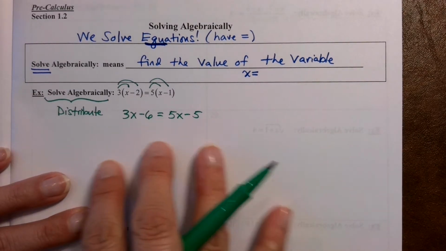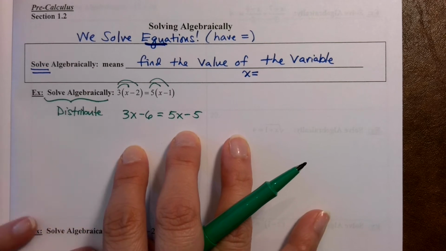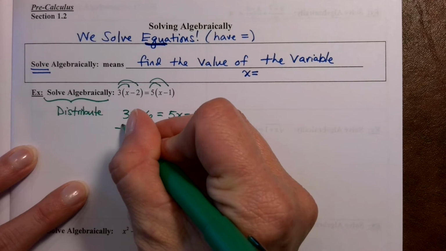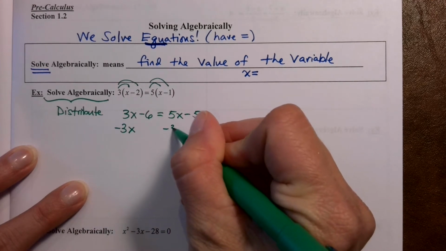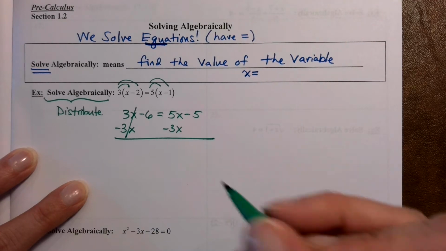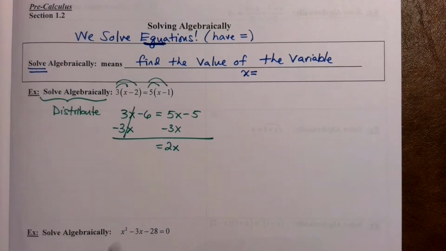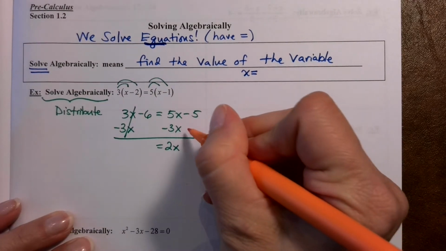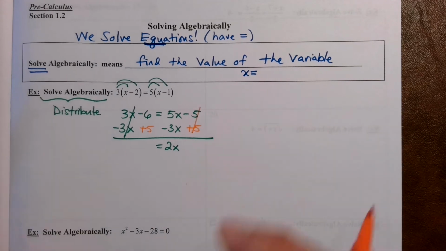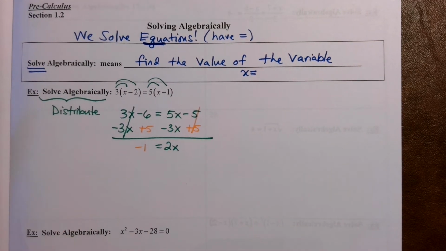Now I'm noticing that there's x's on both sides of the equal sign. We have to get them together on one side. So I'm going to subtract 3x from both sides. That eliminates the x's on the left, leaving me with 2x on the right. Then I'm going to add 5 to both sides, which eliminates the constant on the right, and we only have -1 on the left.